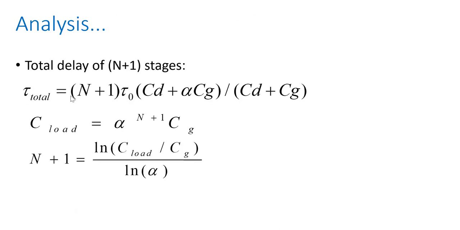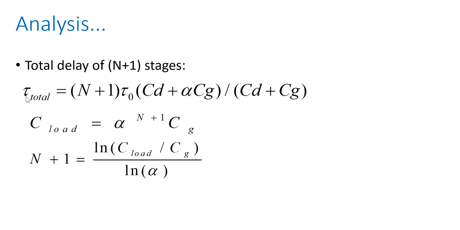Now tau total equals this. From this equation we can calculate n plus 1 by taking log to remove the power, so n plus 1 equals this. You can put this n plus 1 value in this equation, and this is the value of tau total.